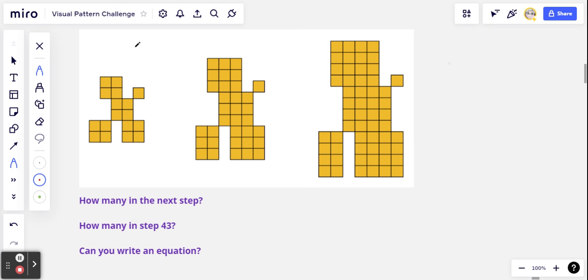We've got a strange one today. Here's step 1, here's step 2, here's step 3, and your challenge is to predict the number of squares in step 4. If you can do that, can you predict the number in step 43? And can you write an equation that could be used to predict the number of squares in any step at all? So that's the challenge. If you'd like to accept it, pause the video and see how far you can get.